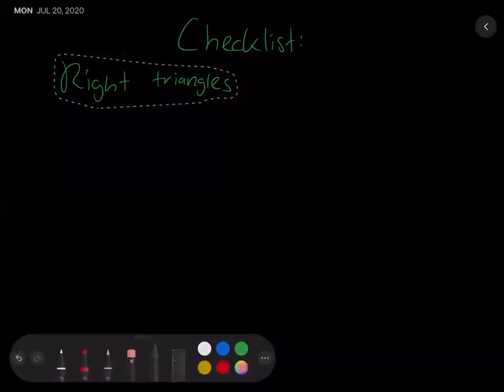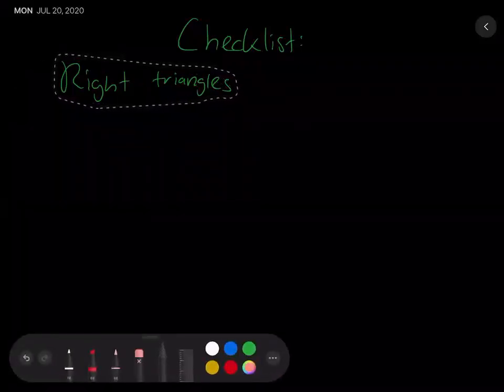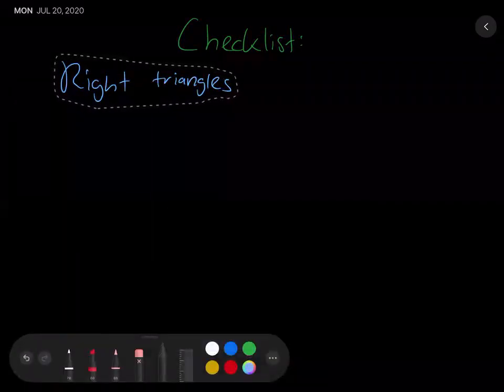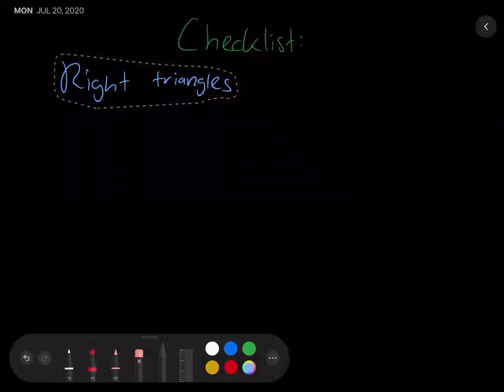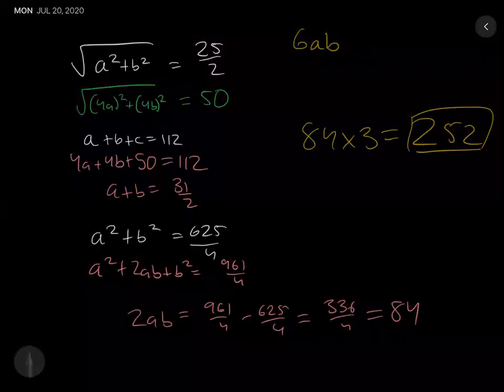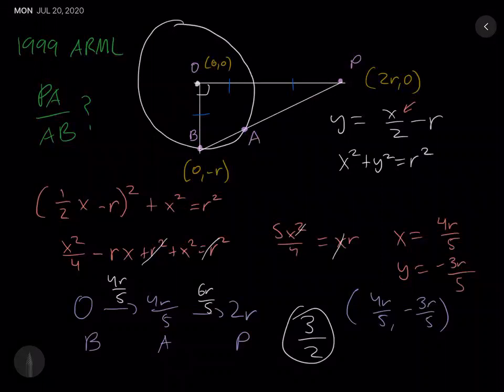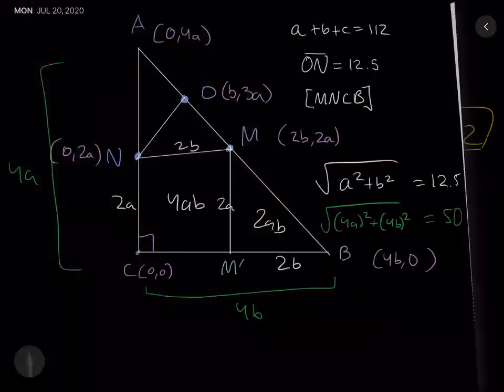And the reason right triangles are a good candidate for coordinate bashing is because they can provide us with the distance formula, which is something that you use a lot in coordinate bashing. And we just used it here to find a squared plus b squared. And we could actually use this here if we wanted to find the actual length of PB or the actual length of PA. We can use a distance formula there. That's why right triangles are so nice.